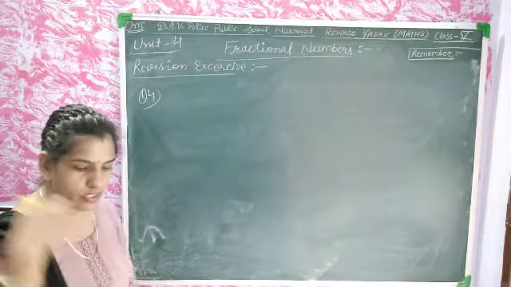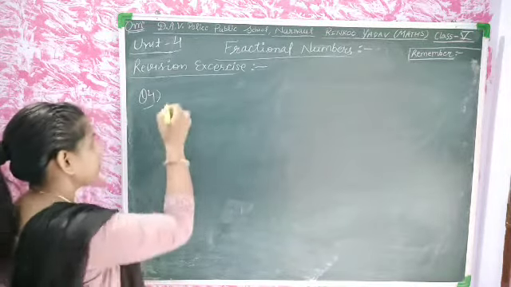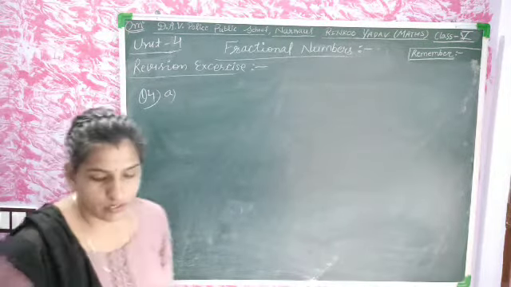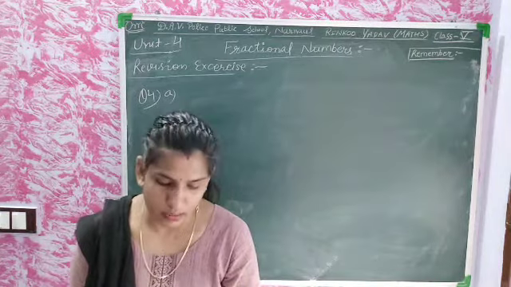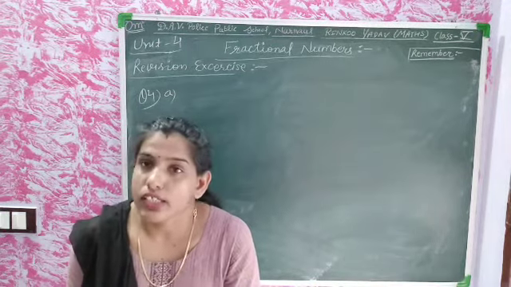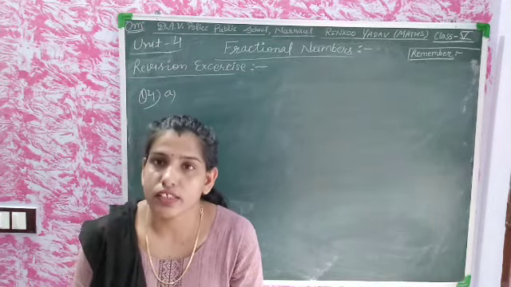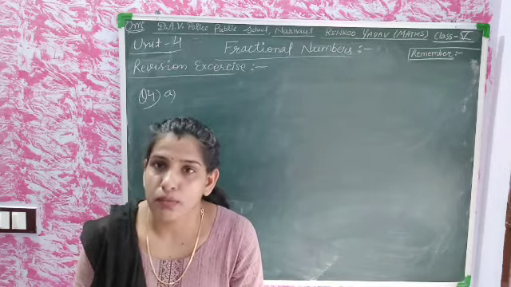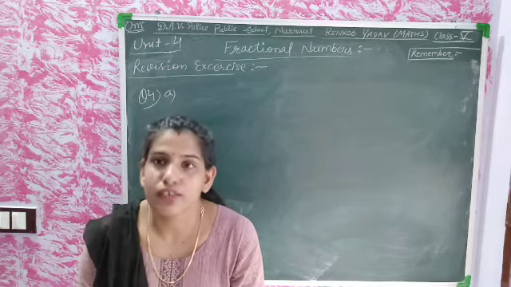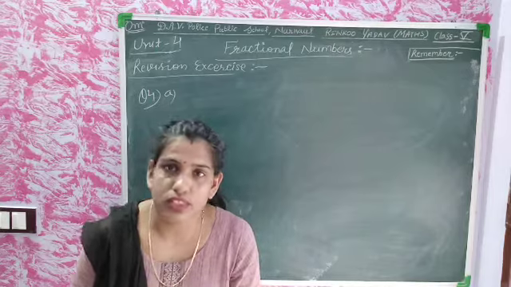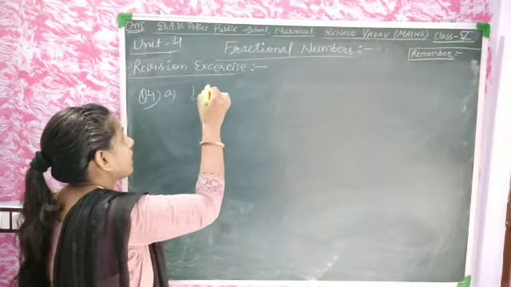Question 4 is there. Fill in the blanks. And there is a part A. Fill in the blanks. Fractions having same denominators are called. Yes, we have done already the definitions here. Same denominators. It means like fractions. Yes. Okay, students. This answer is like.